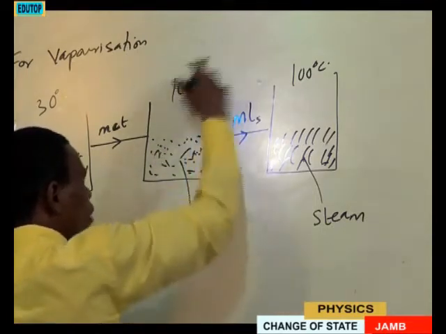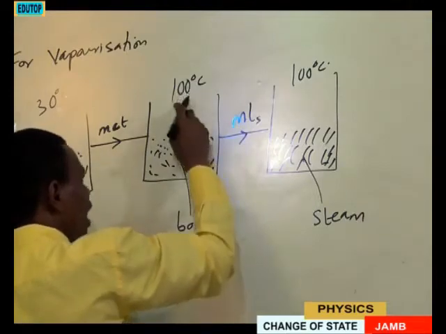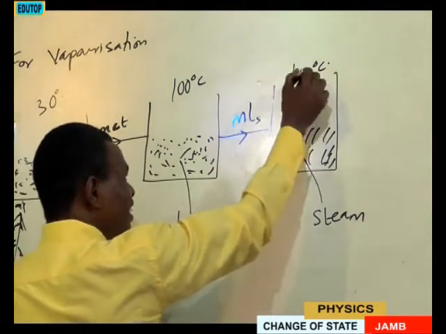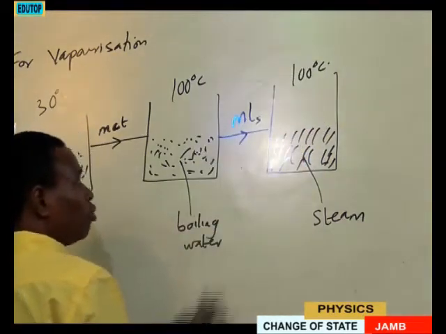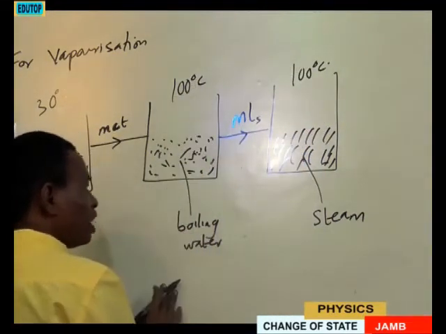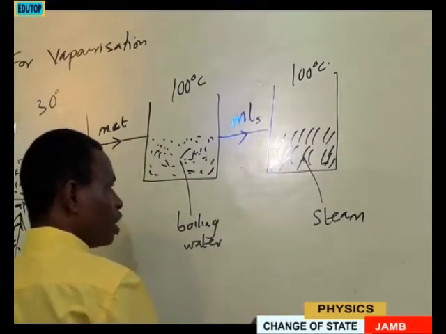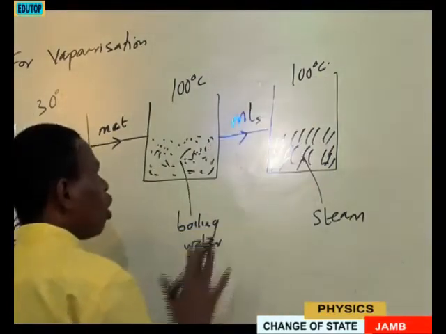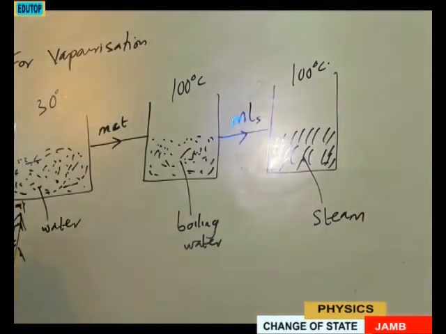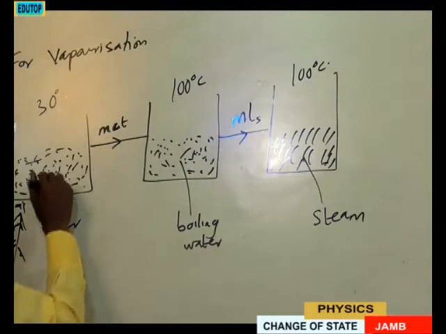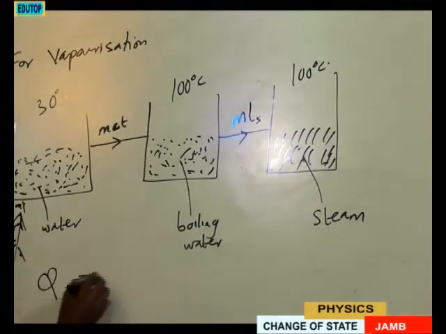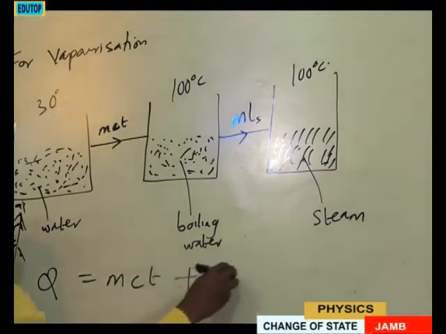vapor begins to come out. So from water to vapor, which is steam, but still at this same temperature: boiling water at 100 degrees Celsius, steam at 100 degrees Celsius. So how are we going to calculate the total amount of heat energy from this level to this level? We are still going to have Q equal to mCT plus mL.